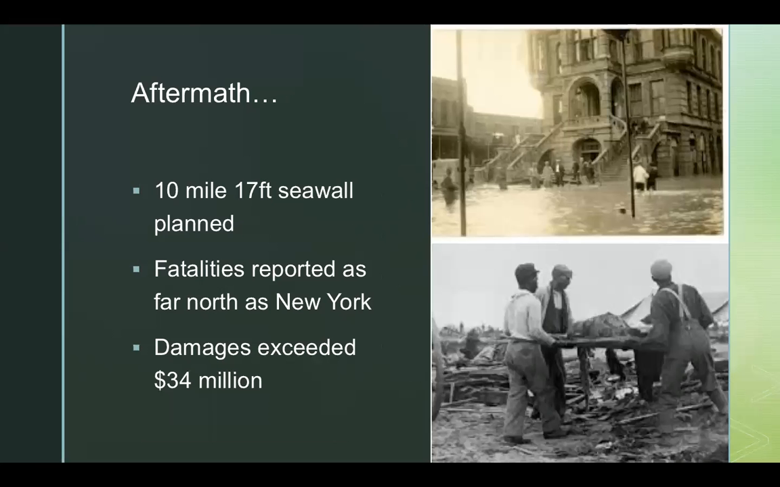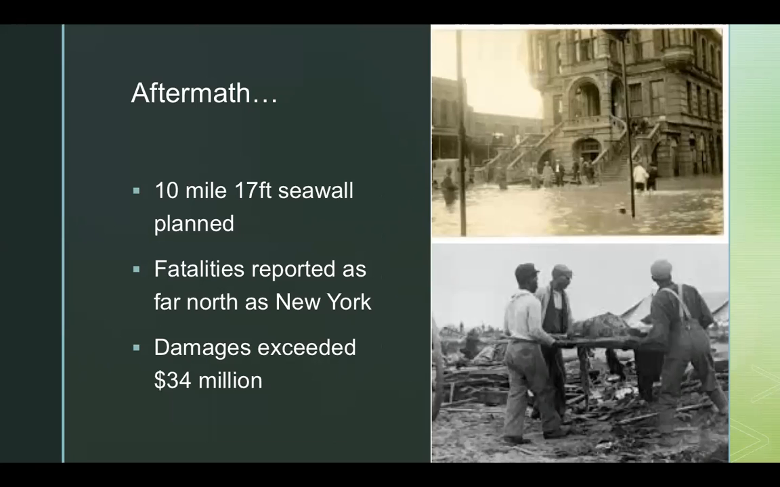And here on the next slide is the aftermath. And you can see that the water is just up to these people's knees on the right, and they're just walking about the town, still wearing their sun hats and dresses. Underneath, these men are carrying what seems to be a woman or child on a stretcher through rubble.